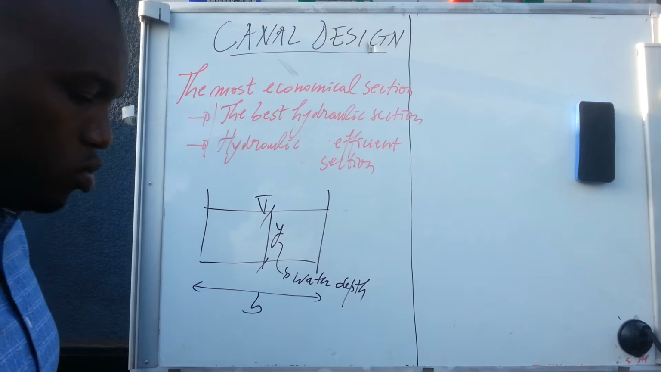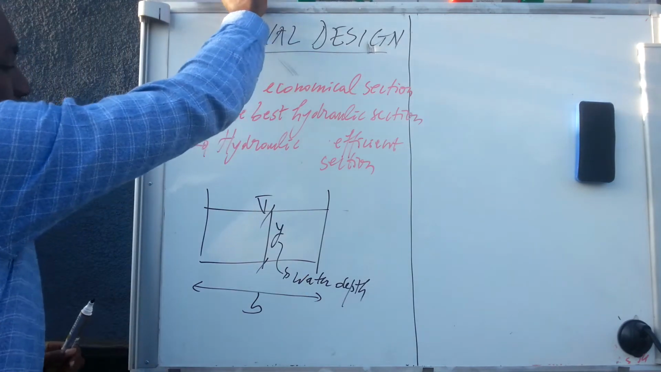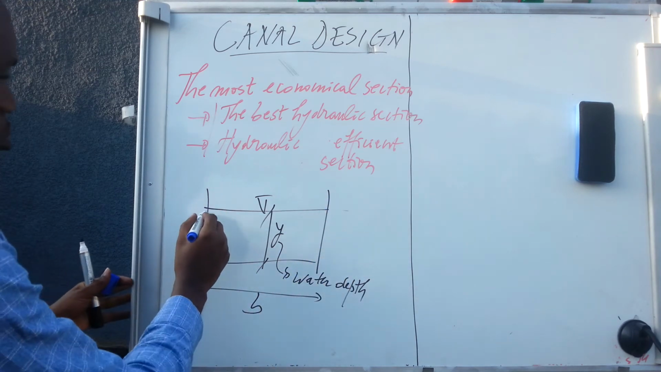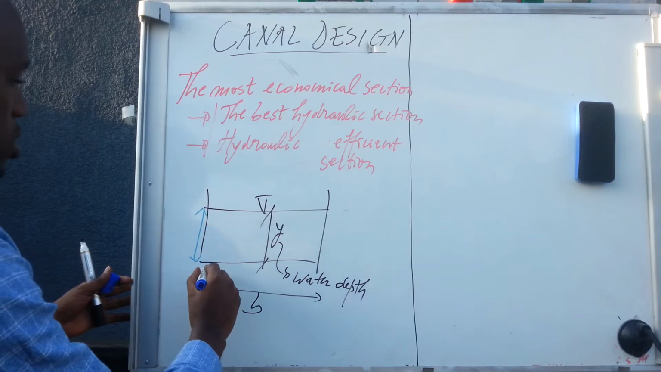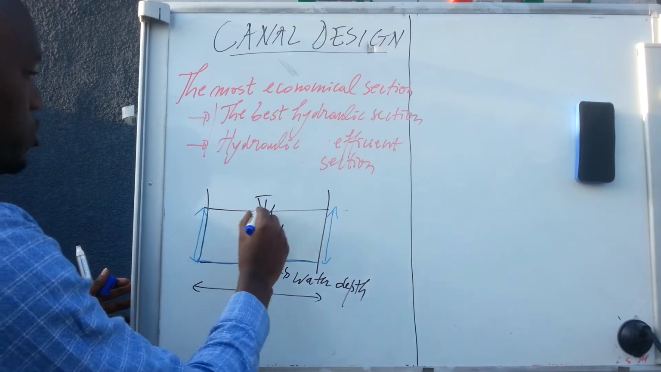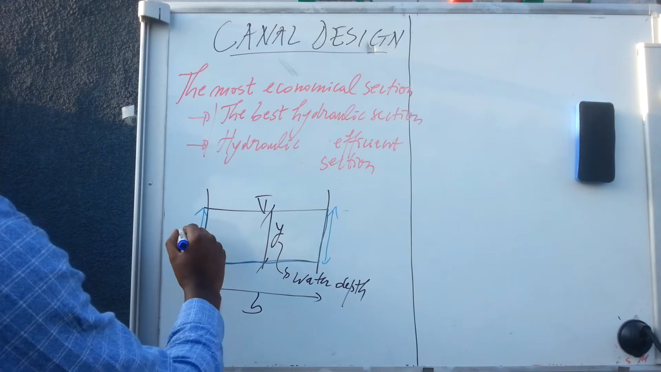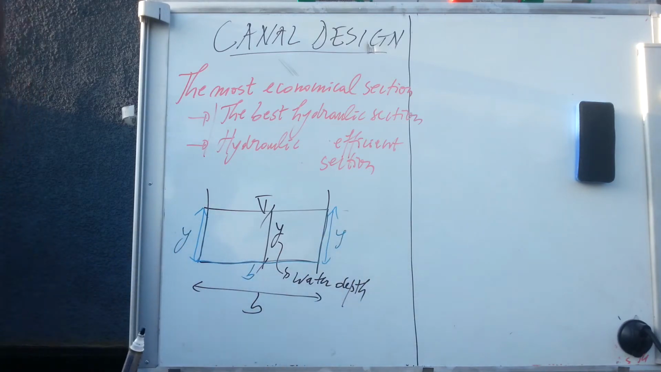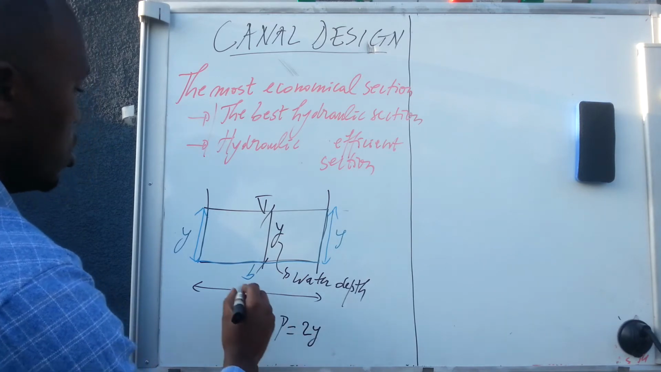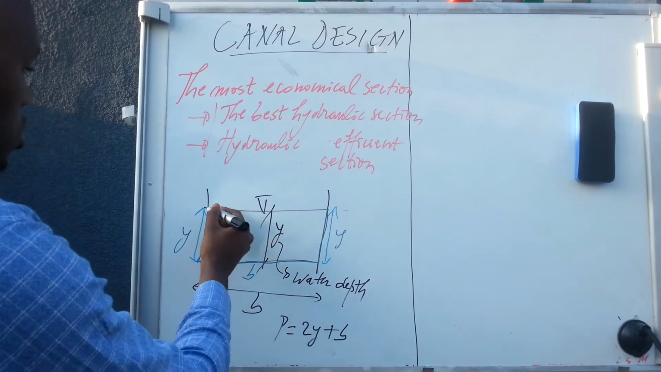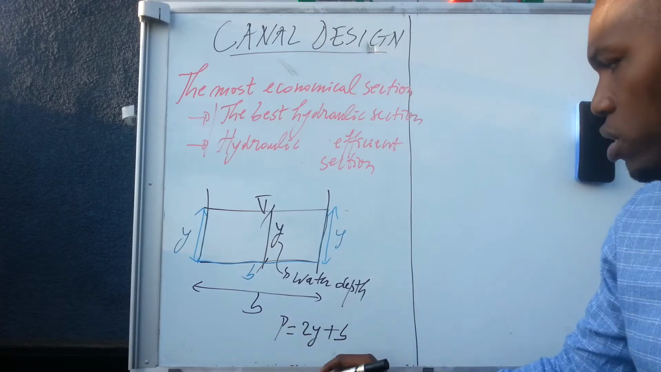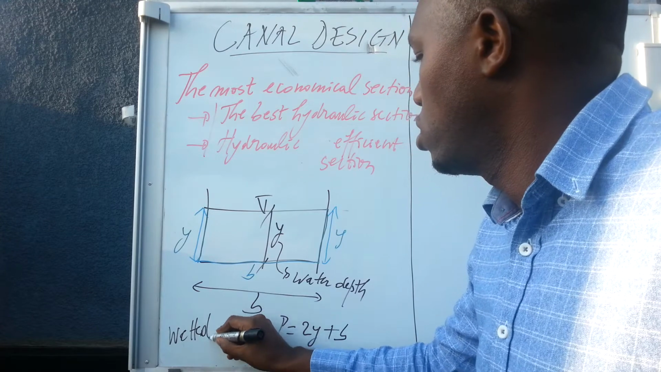So, what is the meaning of wetted perimeter? The wetted perimeter is just the perimeter of the channel in contact with water. If you move from here, you measure this distance, plus this distance, which is B, and plus this distance. This is Y as well, and this is B. So the wetted perimeter P is equal to 2Y plus B. This side plus this side plus this side. We have added three sides. That is what we call the wetted perimeter.